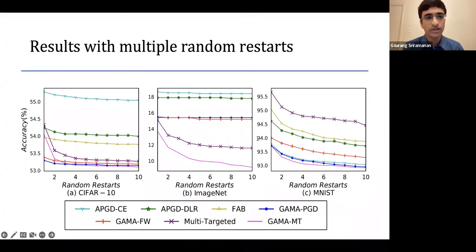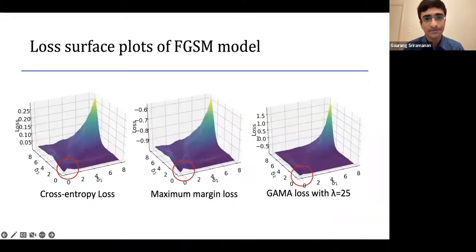In this plot, we show the robust accuracy of a fixed defense against multiple random restarts of different attacks. We find that gamma PGD and gamma FW consistently achieve the strongest attacks while also being less sensitive to random initialization. But importantly, we also note the proposed multi-targeted attack gamma MT outperforms all other attacks significantly on ImageNet, which is particularly better than gamma and is marginally better than gamma PGD and gamma FW on CIFAR-10 and MNIST.